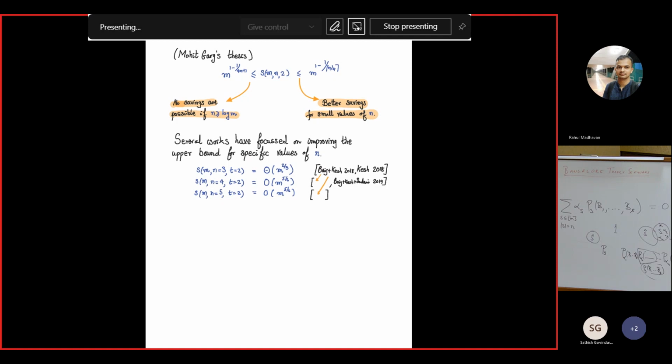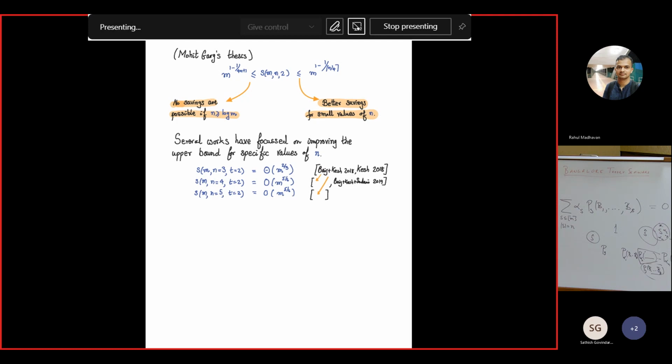Now, after this, for small values of n, there has been all kinds of work. If my set has only 3 elements, then this was a general upper bound. And what can you do? You can do m to the 2/3 if you're to store only sets of size at most 3. And if you want to store sets of size at most 4, you get m to the 5/6, which is better than what you would get by putting 4 here anyway. 4 here gives nothing. And so on.